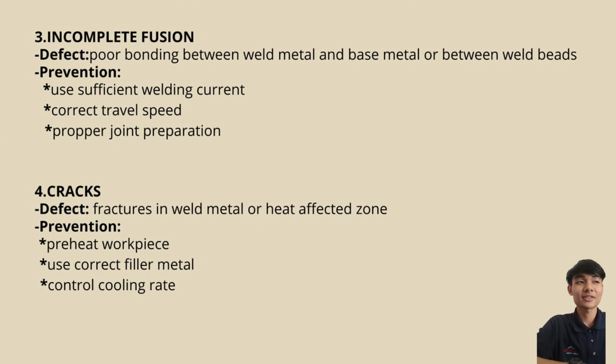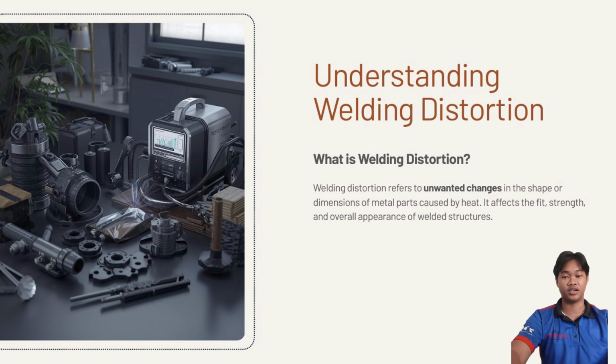That's all for me. Hello, my name is Muhammad Fidos and I'm going to describe types of distortion in welding and how to minimize them. Welding distortion refers to unwanted change in shape or dimension of metal parts caused by heat. It affects the fit, strength, and overall appearance of welded structures.